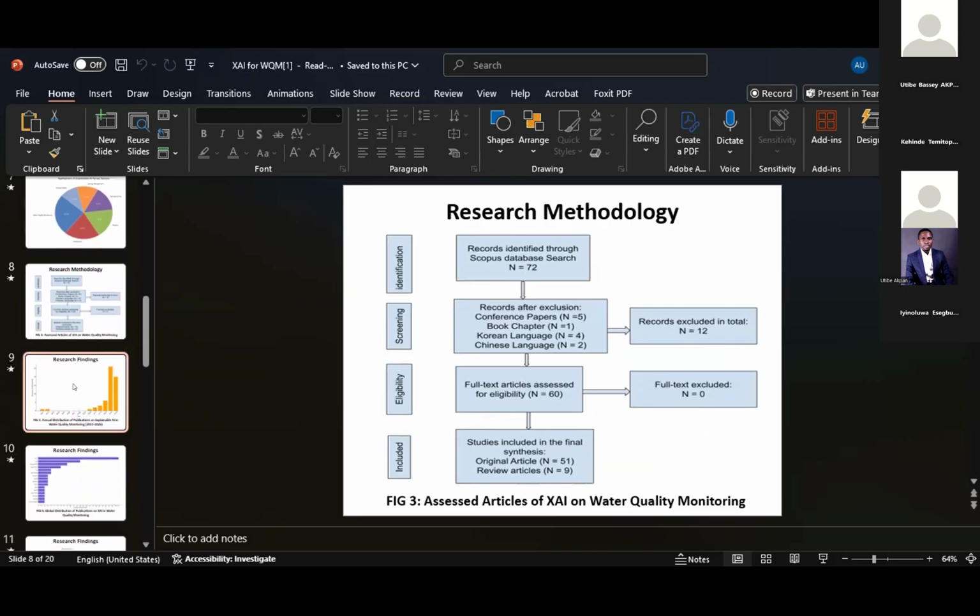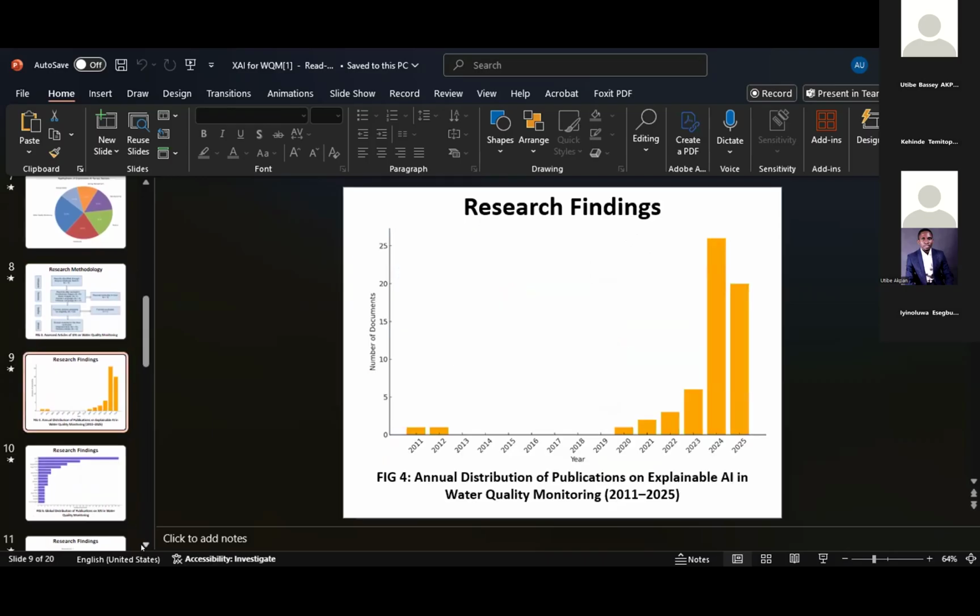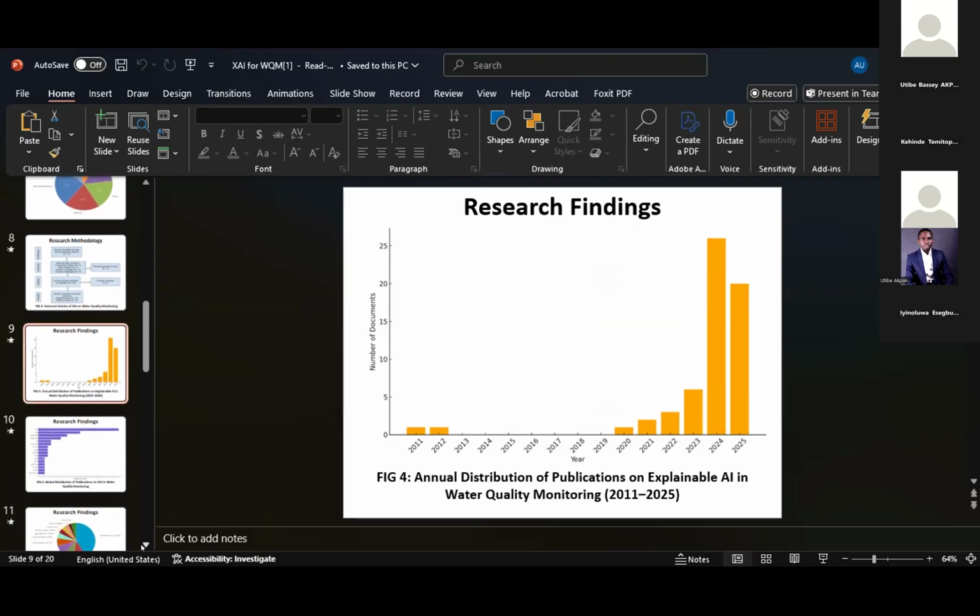Next slide, please. Now, in this slide, this is one of the research findings that we had. This is the annual distribution of the publication of explainable AI in water quality monitoring between 2011 and 2025, July 2025, as a matter of fact. We see that in 2024, we have the highest number of applications of explainable AI on water quality monitoring, about 25 applications alone. This 2025 already has 20, meaning that before 2025 ends, we will have more than 2024, all things being equal. So explainable AI is applied to water quality monitoring because of the importance of water to everybody. Next slide, please.